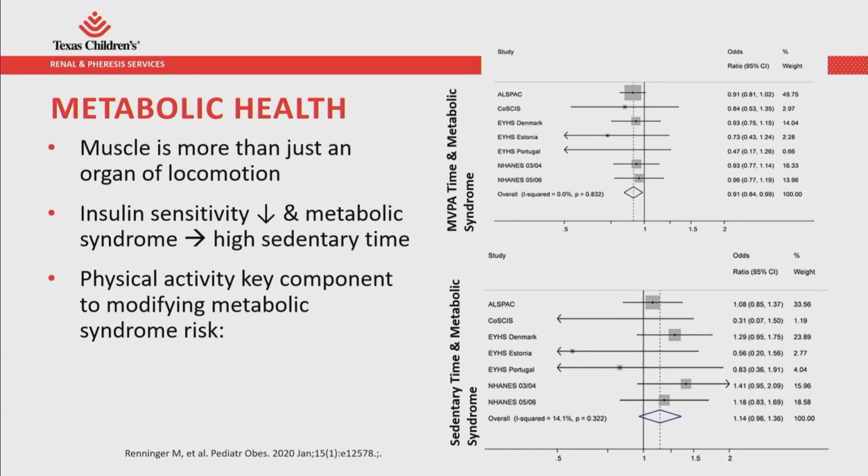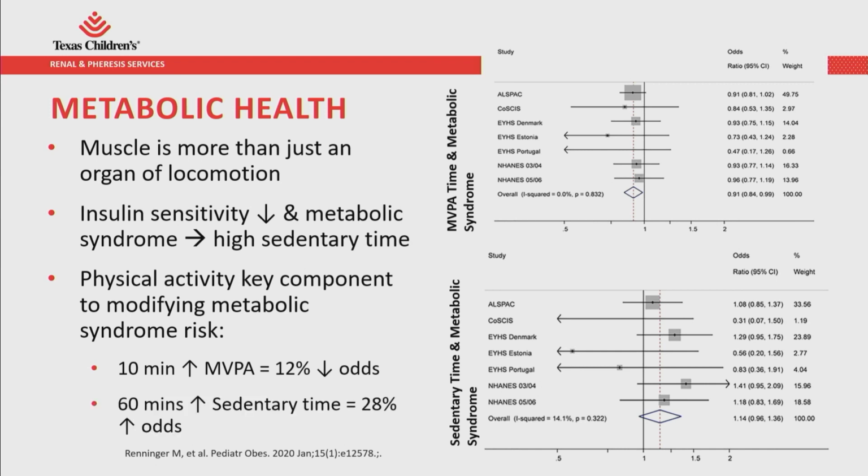This is a meta-analysis of healthy children, about 3,000 plus healthy children. And they found that physical activity is a key component to modifying metabolic risk. So they found that for every 10-minute increase in moderate to vigorous physical activity, there's a 12% decrease in the odds of developing metabolic syndrome. Furthermore, for every 60-minute increase of sedentary time, there's a 28% increased odds of developing metabolic syndrome.